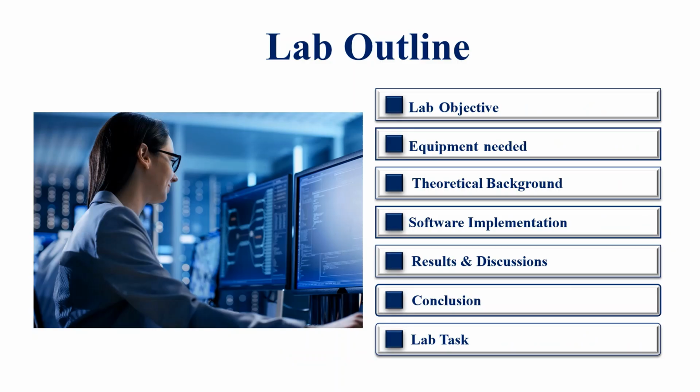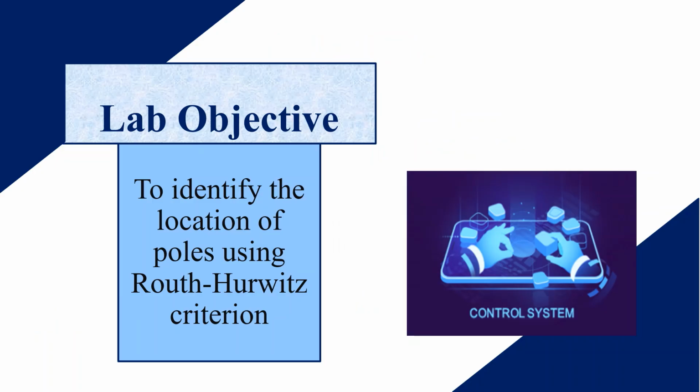Agenda of this experiment includes 7 different sections: lab objective, equipment needed for the experimentation, theoretical background, software implementation, results and discussion part, conclusion, and the task assigned. The title of today's experiment is to identify the location of poles using Routh Hurwitz criterion.